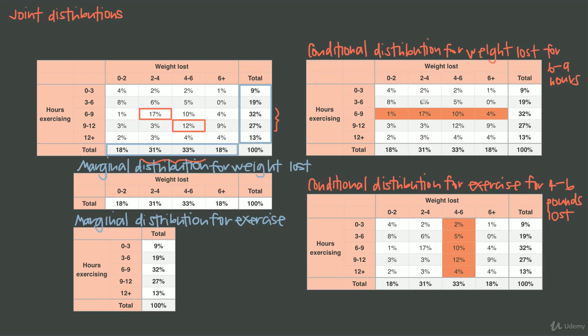Conditional distributions come from either rows or columns in the interior of the table, and they're called conditional distributions because they are based on a specific condition. This is the distribution for weight loss based on the specific condition that we're looking at, just those folks who spent between 6 and 9 hours exercising. This is the conditional distribution for hours spent exercising based on the specific condition that we're just looking at those folks who lost between 4 and 6 pounds.